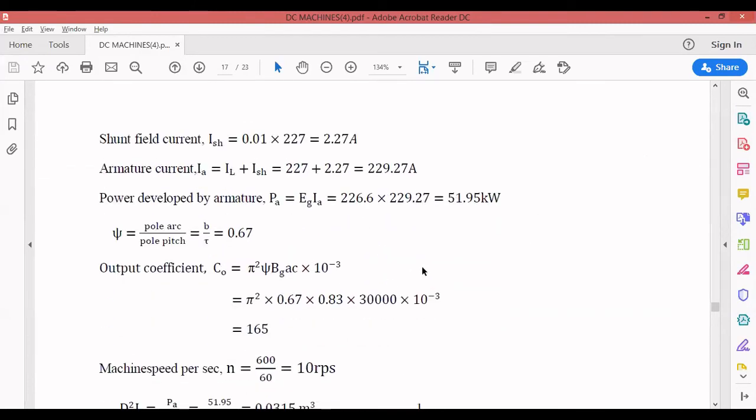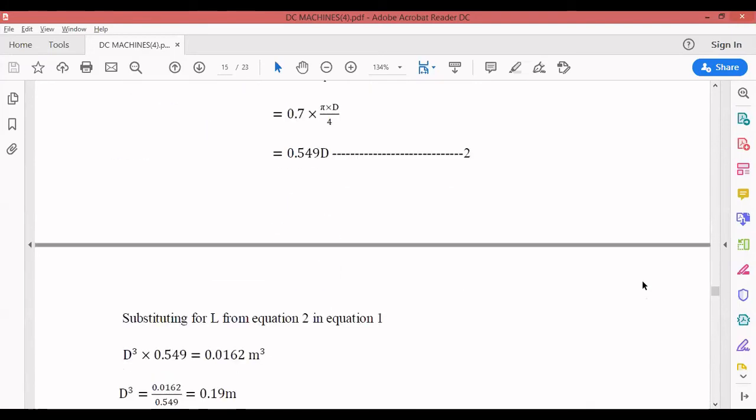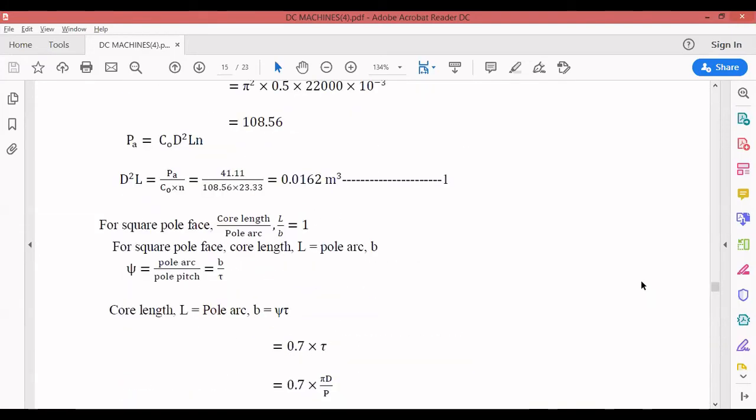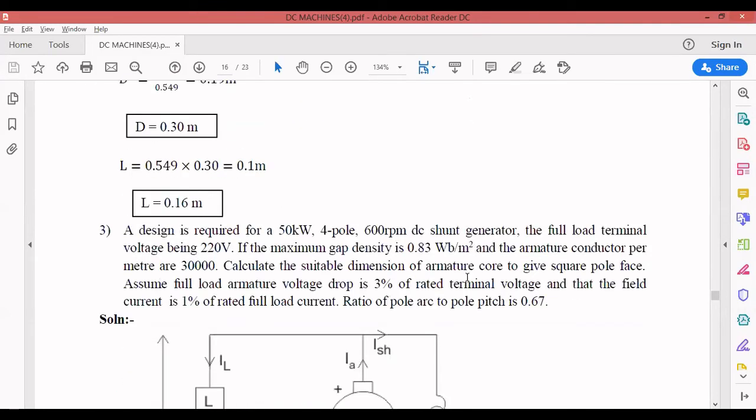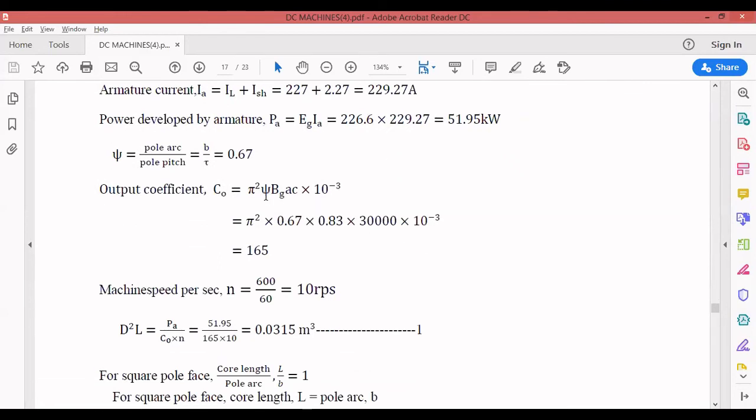Next, the output coefficient C naught. In the earlier problem, the output equation was C naught equal to pi square BAV into AC. But in this problem, instead of BAV, it has given the maximum density, BG. So what is BG? BG is equal to BAV by psi. That's the formula.